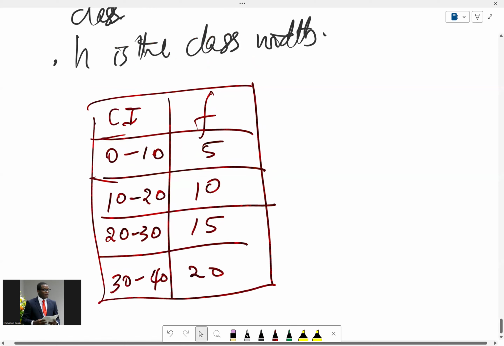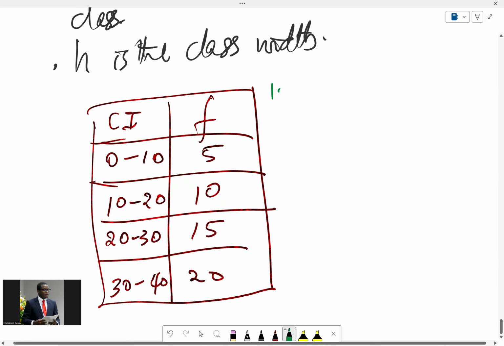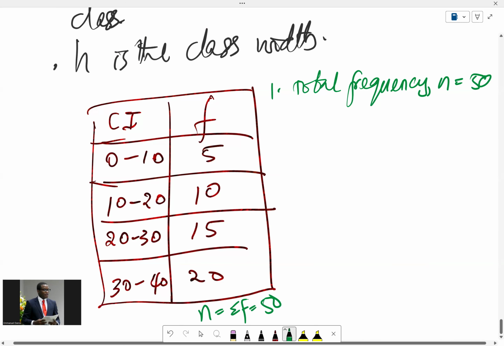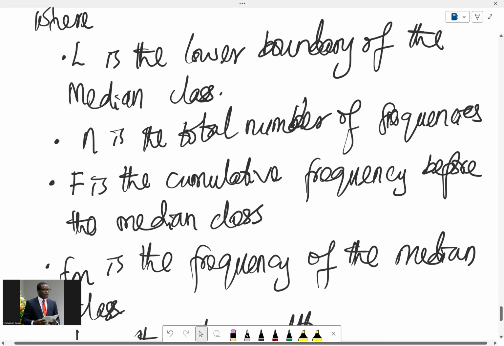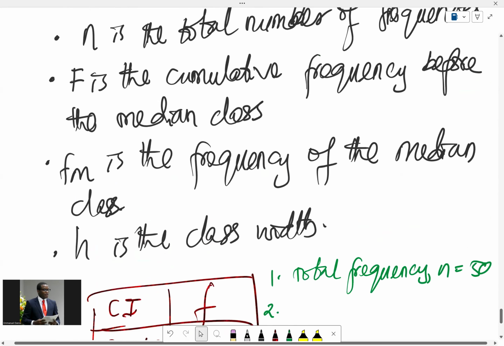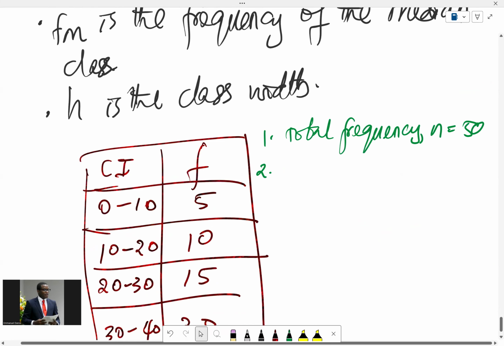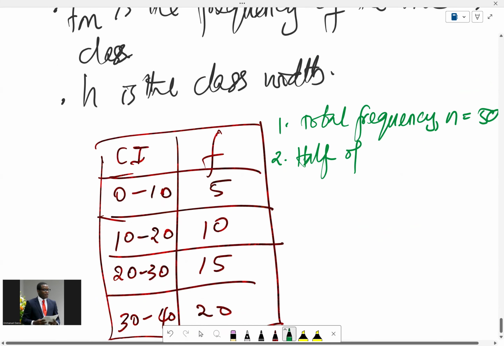First, let's talk about number one, the total frequency. What is the total frequency? Total frequency N is 50, right? N here is summation F, which is 50 as we know: 5 plus 10, 15, 15 plus 15, 30, 30 plus 20, that's 50. So number two, we need N over 2. So we need half of that, which is 50 over 2, which is 25.